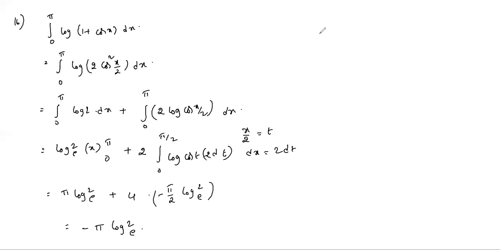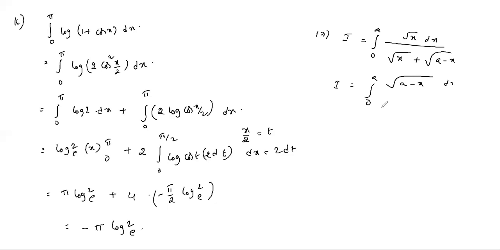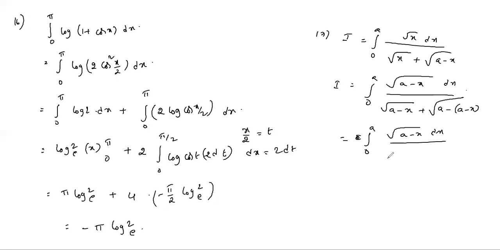Next, the 17th one. Integral 0 to a of root x dx divided by root x plus root a minus x. So apply the a minus x property. So I equals integral 0 to a of root a minus x dx divided by root a minus x plus root of a minus x. In place of x, you write a minus x. So the numerator is root a minus x, and the denominator is root a minus x plus root x. So this is also I.